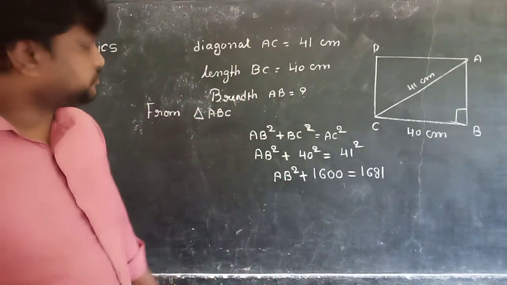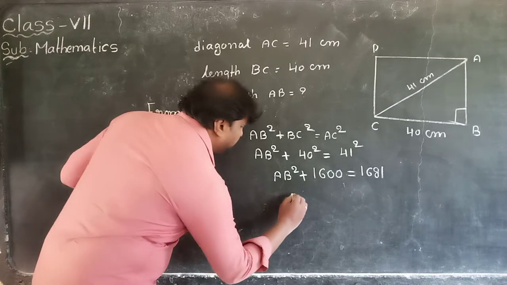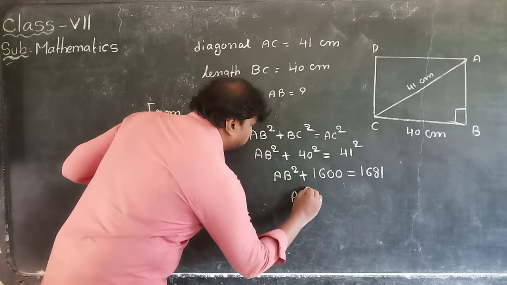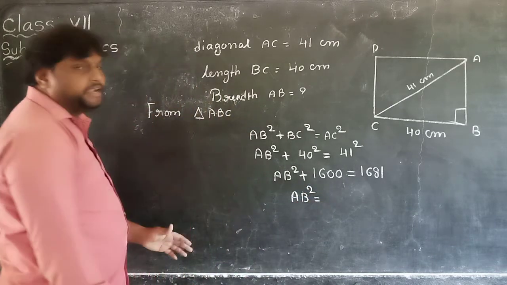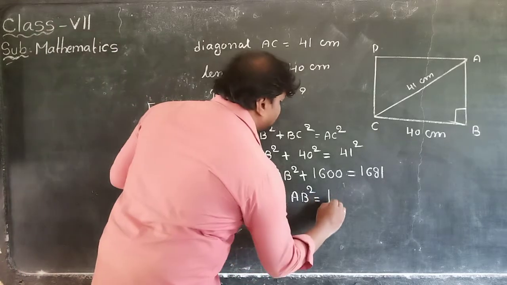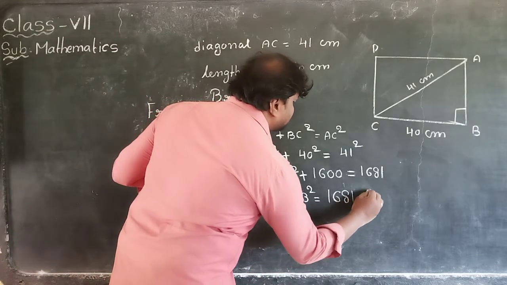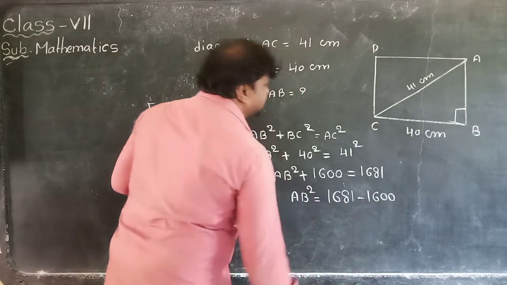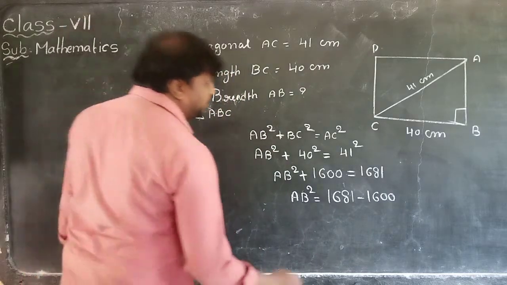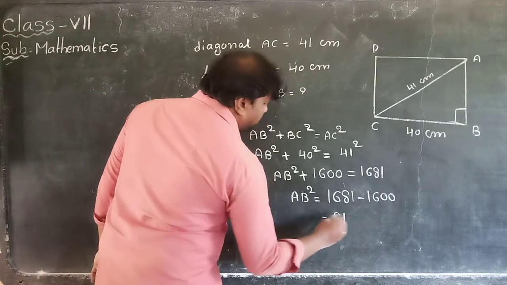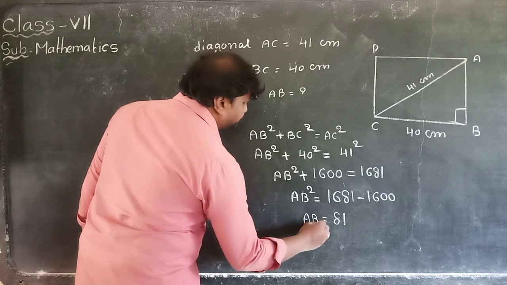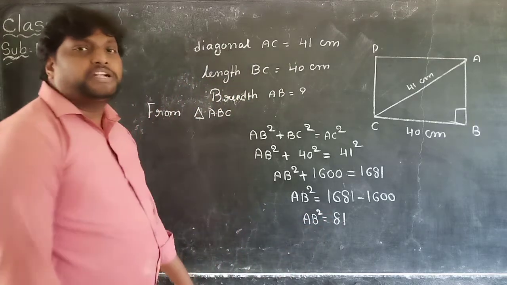1681. Okay, we want the AB value. AB square is equal to 1681 minus 1600, from LHS to RHS. Sorry, 1681 minus 1600 will get 81. This is AB square. But 81, how to get the square form?